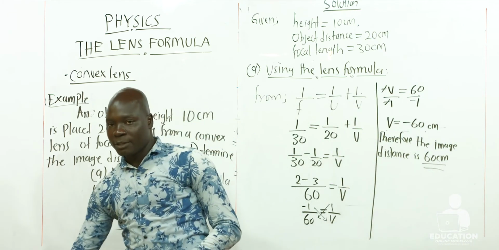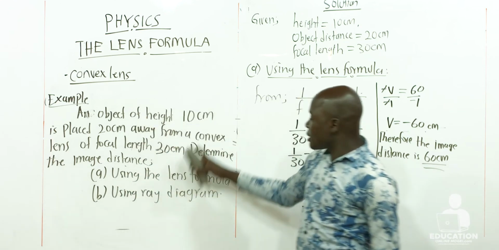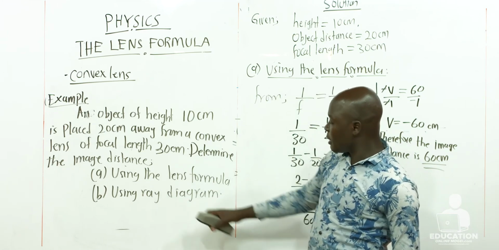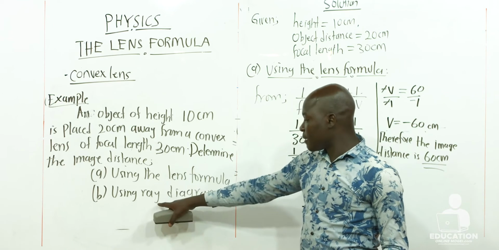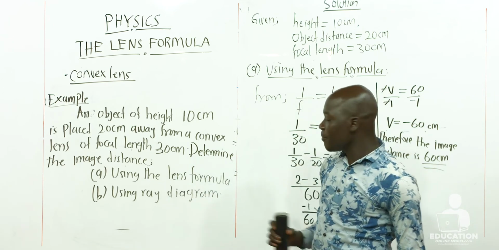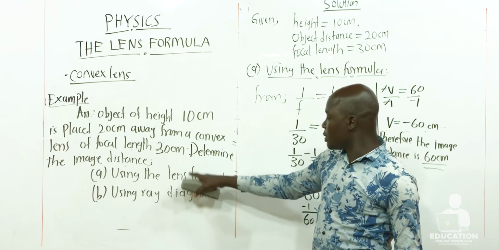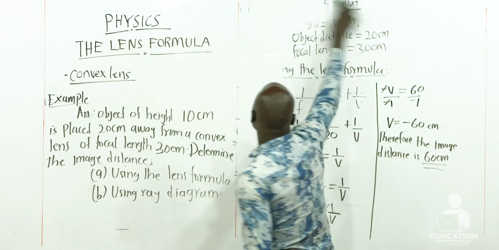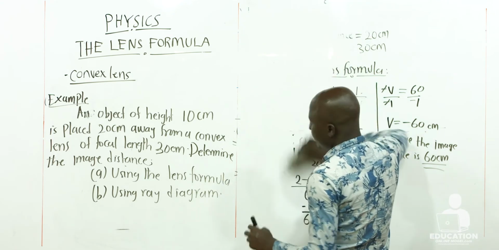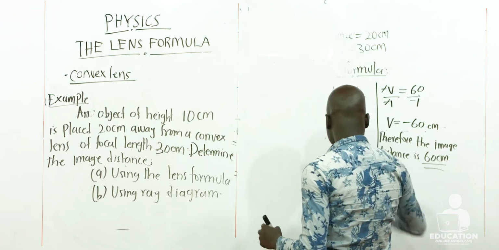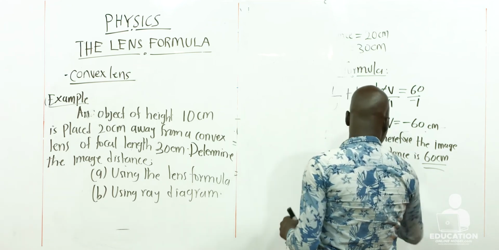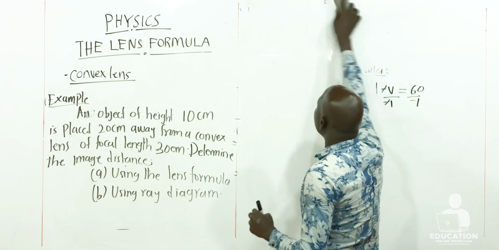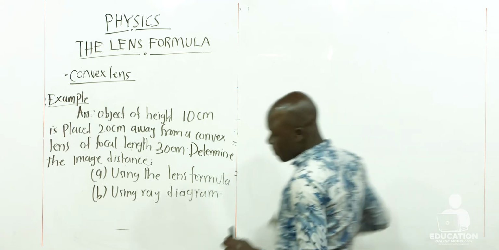Now let's go to the B part of the question. The B part is saying you are still to get the image distance, but using a ray diagram, which means the image distance that we are going to get, that is after constructing a ray diagram, should be the same distance that we have got using the lens formula. So now how do we get the image distance, that is using the ray diagram? Meaning we are going to draw rays. And I said when we are drawing rays, we consider 2 out of the 3 rays. We consider only 2 of the 3 rays.